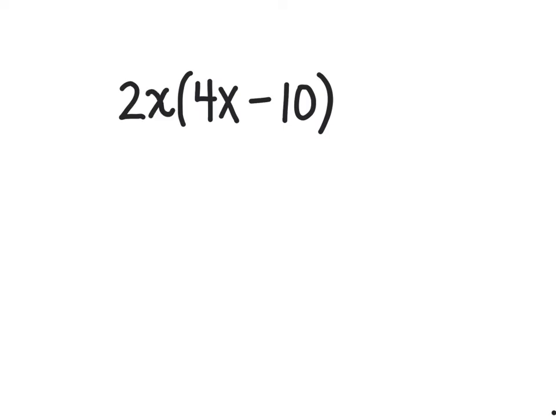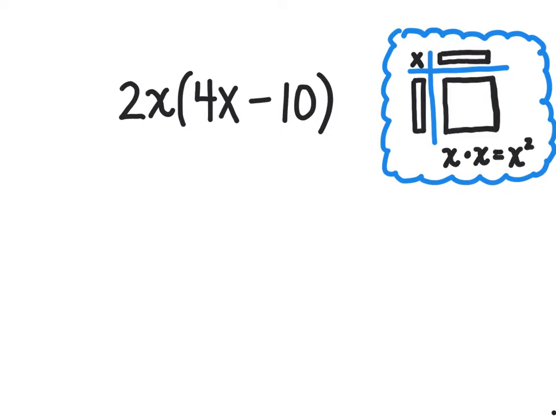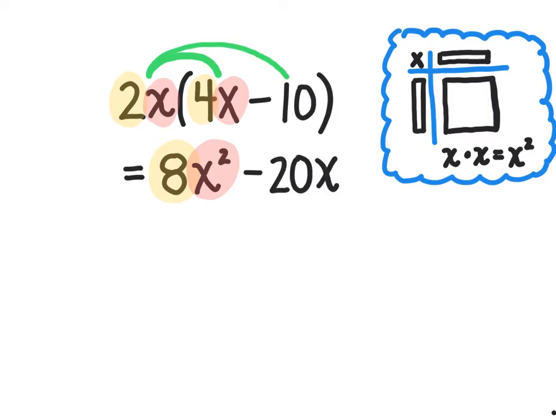As we saw with the area models, when a term with an x multiplies with another term with an x in it, we get a term with an x squared. So when we multiply 2x with 4x, we multiply the coefficients, the 2 and the 4, to get 8, and then the x's to get x squared. When the 2x multiplies with the negative 10, we get negative 20x. And that is how we use the distributive property to expand or multiply.